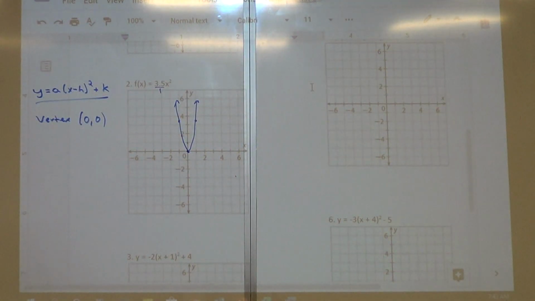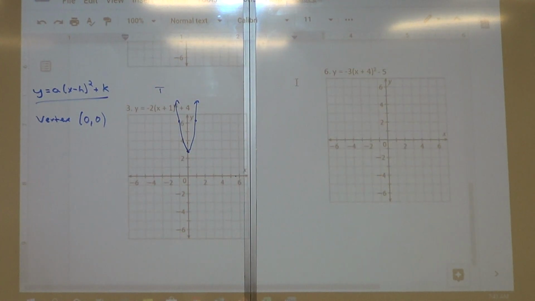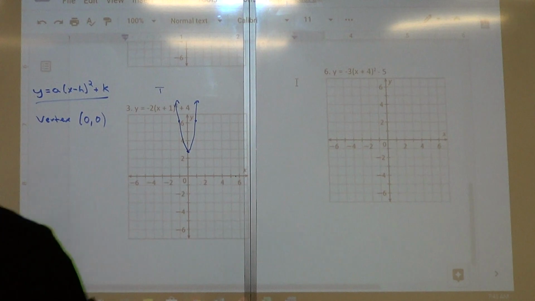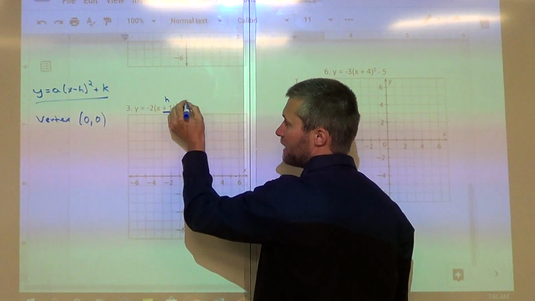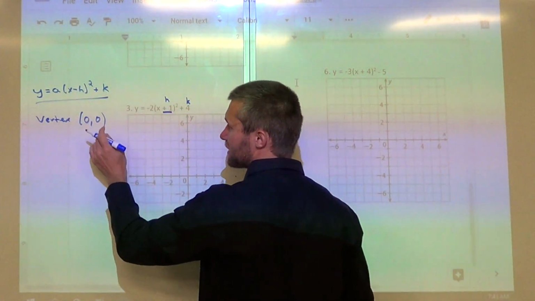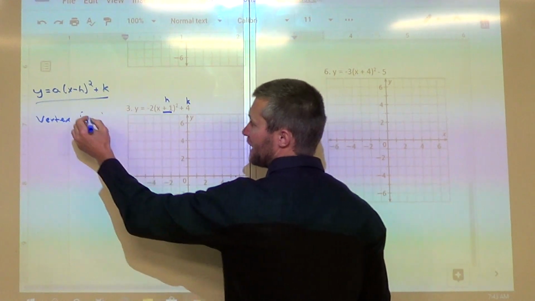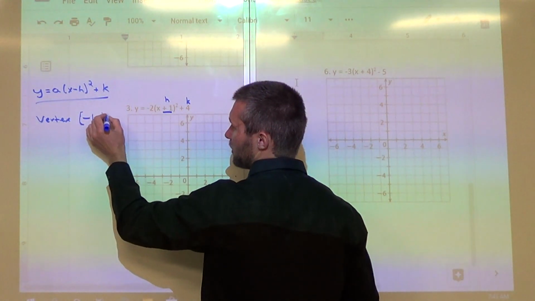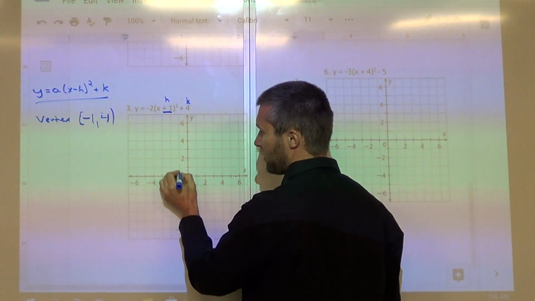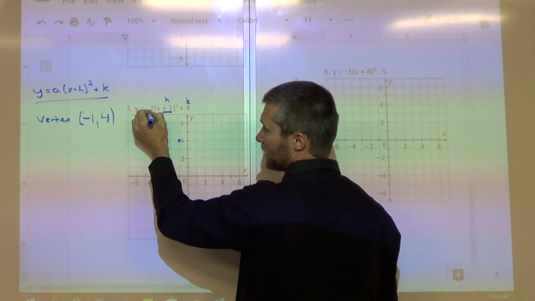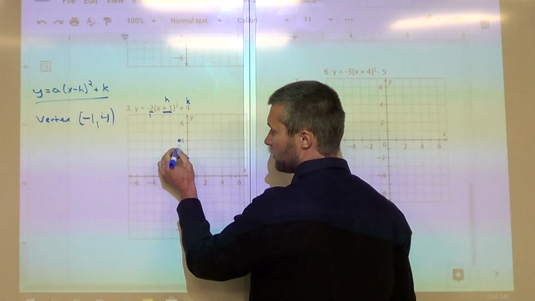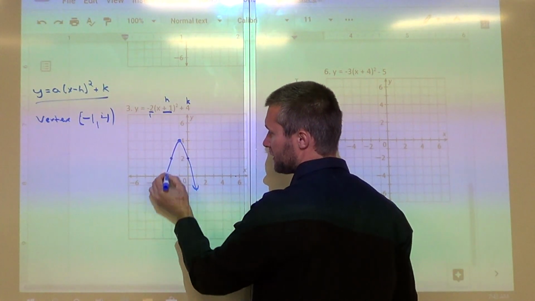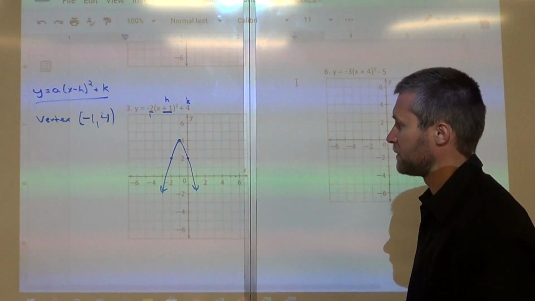So if I looked at number 3, the biggest thing that students made a mistake on is when you look at it, your h value is always the opposite sign. So this is my h value, that's my k value. It's the opposite sign. So my vertex is going to be at negative 1, positive 4. So negative 1, positive 4 is right here. This is like my slope. So that's negative 2 over 1, so down 2 over 1, down 2 over 1. And there's the shape of our graph as you go through.